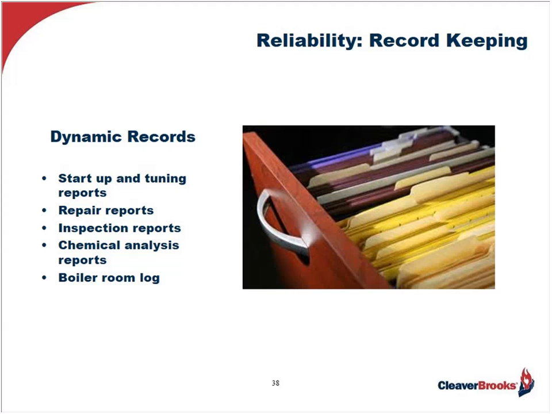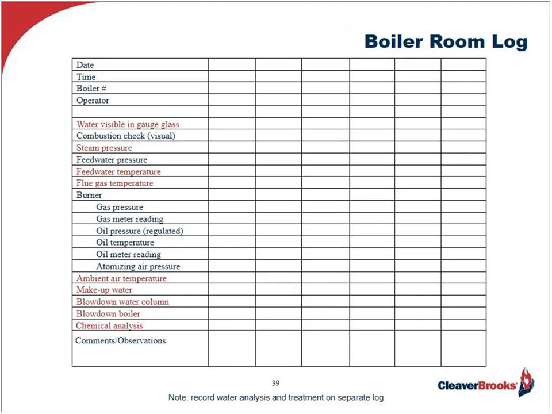And then another set, which are often referred to as the dynamic records, which include things that you see on the screen now as well. The startup reports, the repair reports, all that kind of information that we need to be tuned into to keep this boiler reliably performing. And the boiler room log is critical and must be maintained correctly and religiously, or reliability and possible safety problems will definitely ensue. So the expert will be especially concerned with those items that I have in red, as they all impact reliability. Water, water visible in the gauge glass, that top one, very, very important.